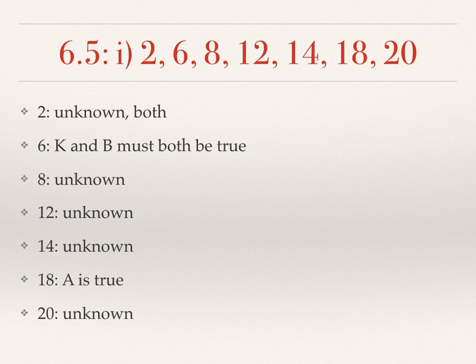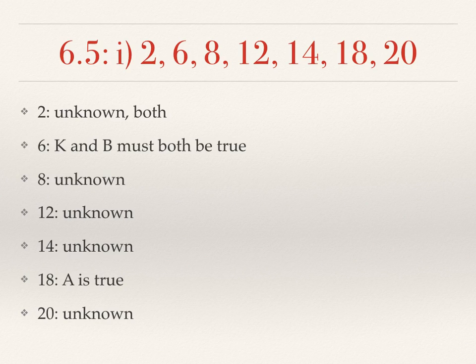For number 6, K and B, conjunction, and the whole conjunction is true. As we know, a conjunction is only true when they are both true. So K and B must both be true. Number 8, S if and only if E, the whole thing is true. Well, both S and E can be false, and both S and E can be true, and make the full biconditional true. So it's unknown again for both.